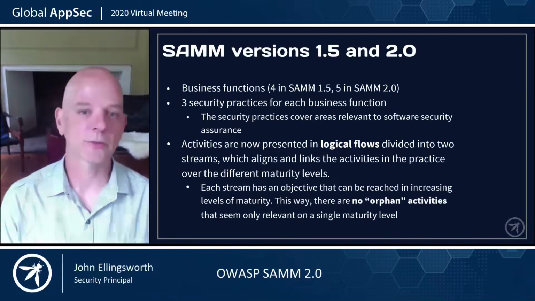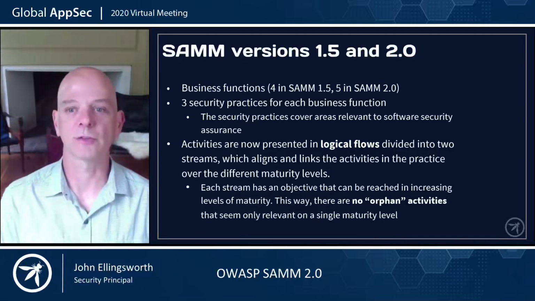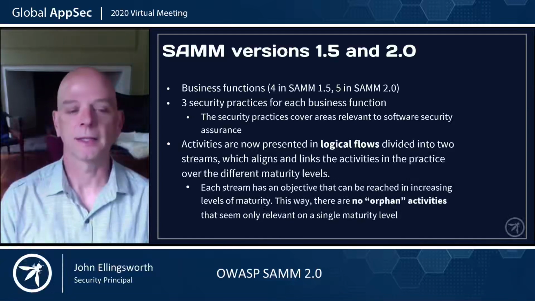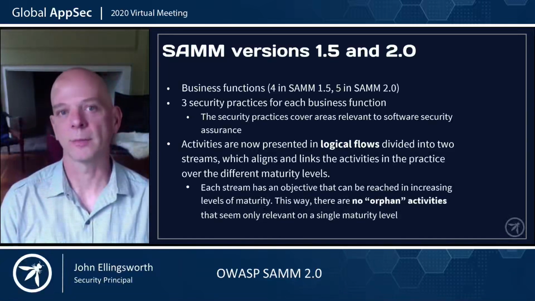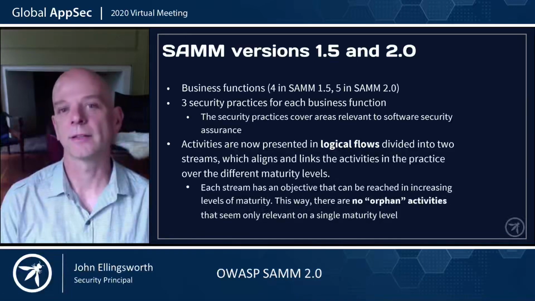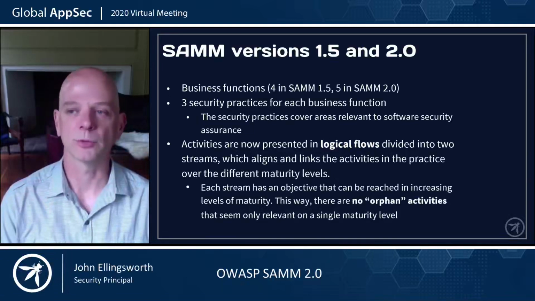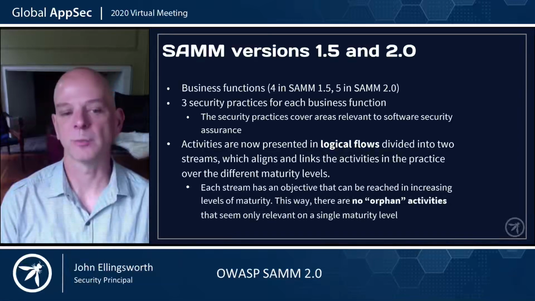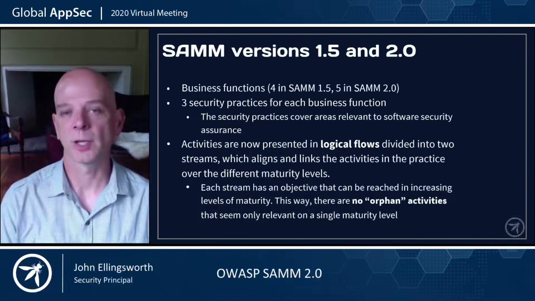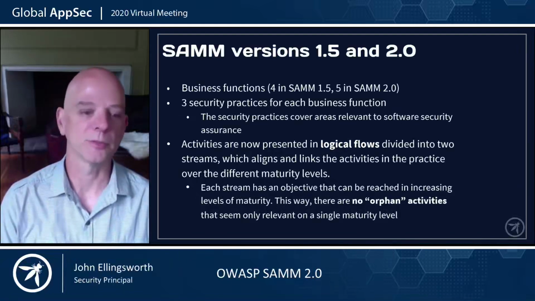There are still 3 security practices for each business function. Those security practices are intended to cover the areas relevant to software security assurance and software development from a security perspective. The activities within those practices are now presented in a more logical flow, divided into 2 streams, intended to link the activities within the practice over the various maturity levels. And we'll talk about that a little bit in a moment. Each stream is basically an objective that can be reached within increasing levels of maturity. This way, there aren't activities that are orphaned or done on their own that don't have some kind of logical relationship to the other activities being performed by the team.